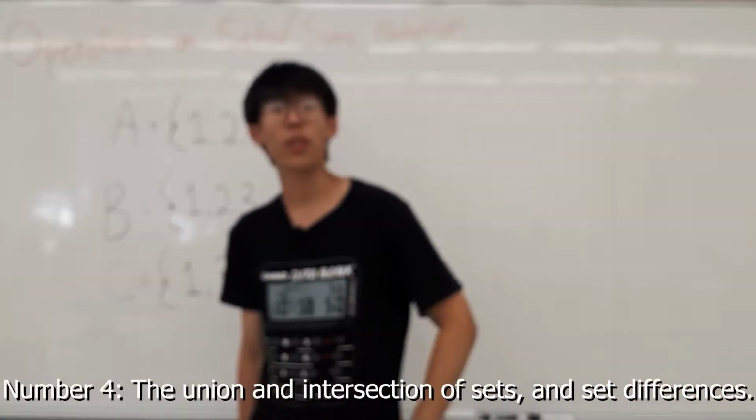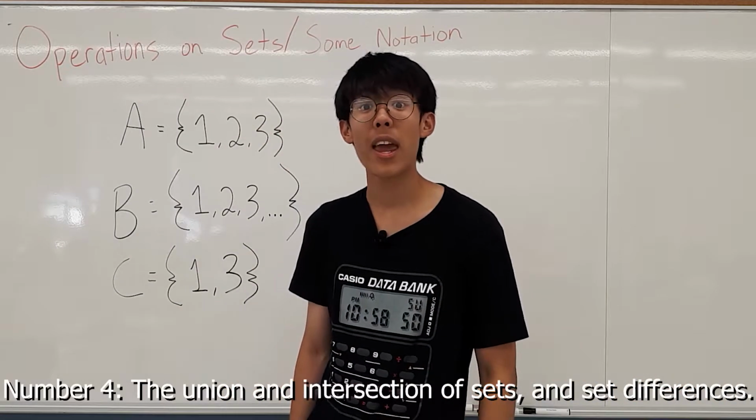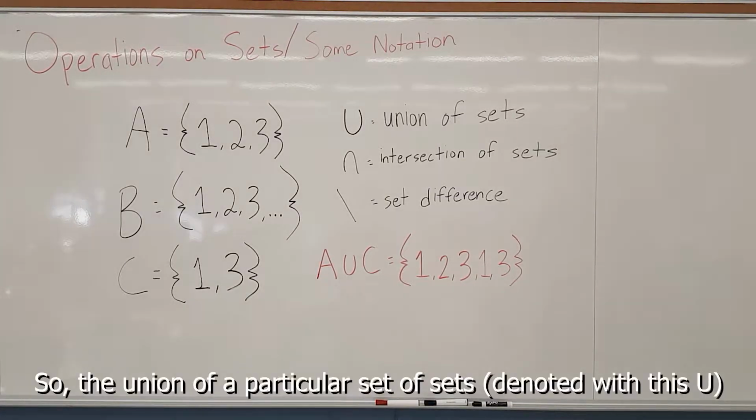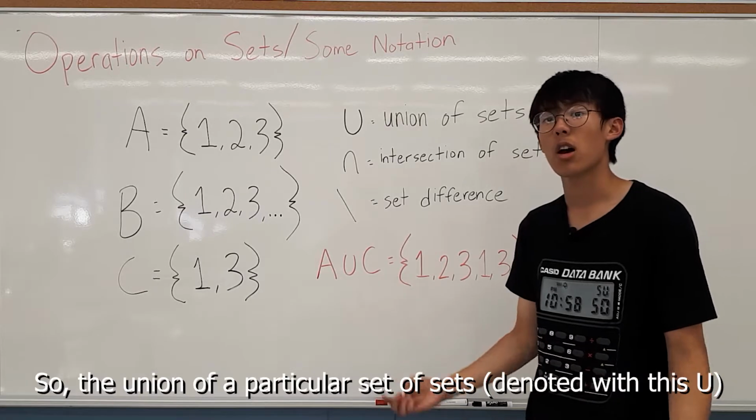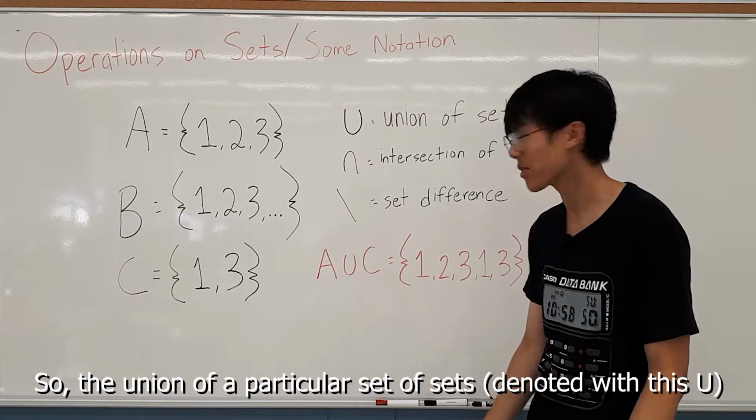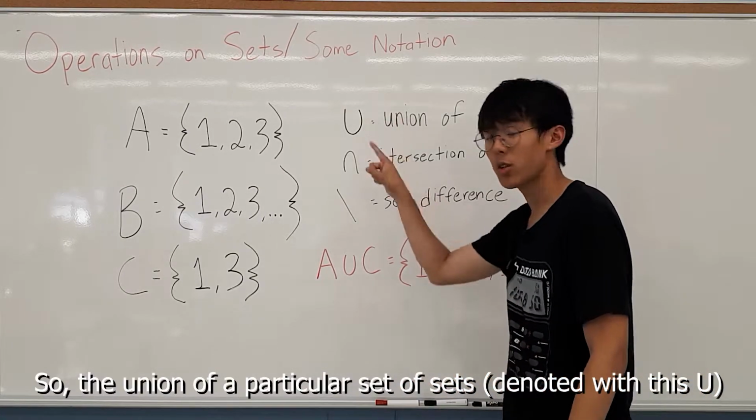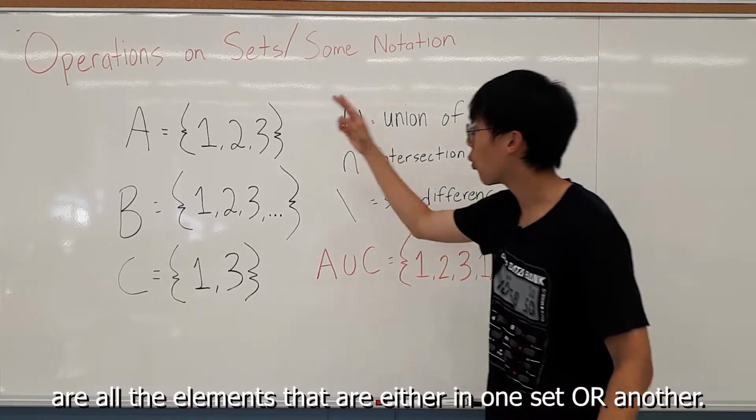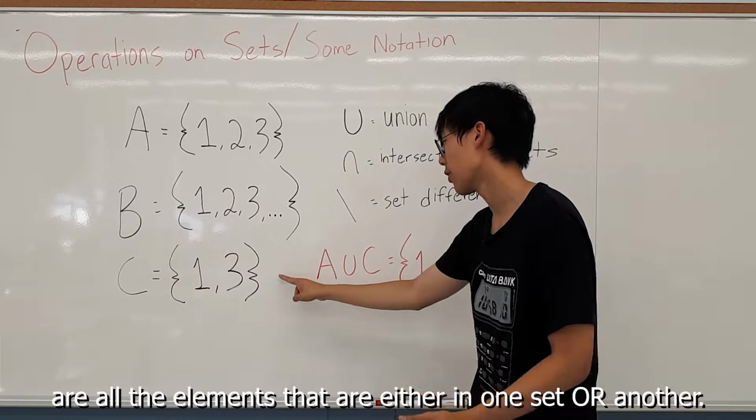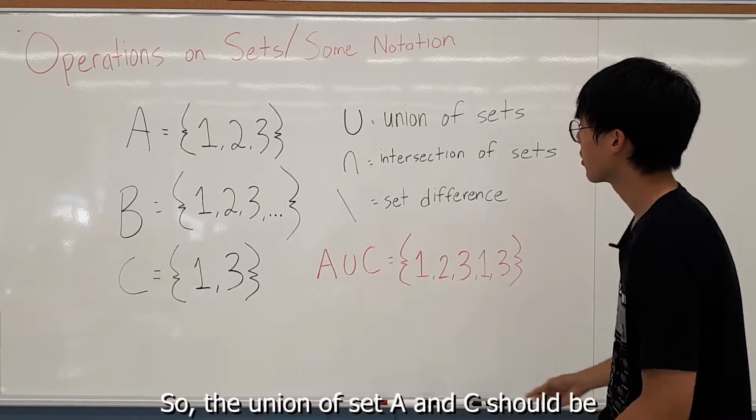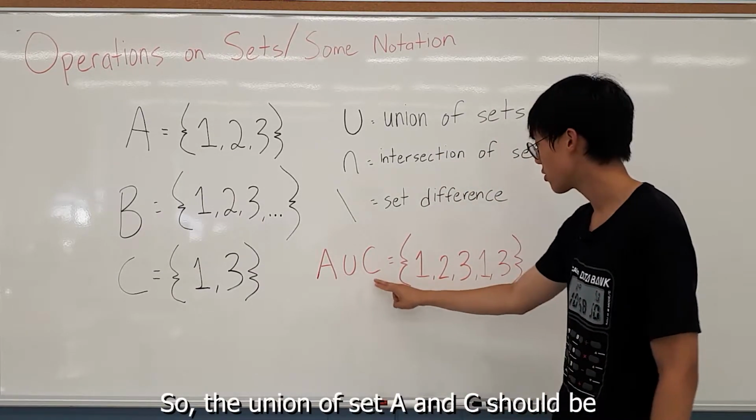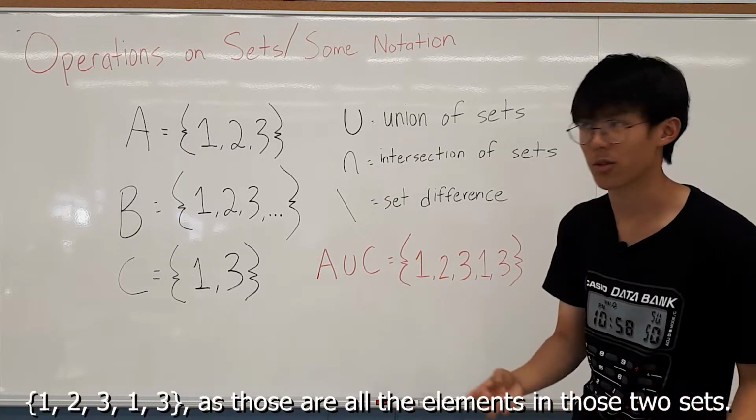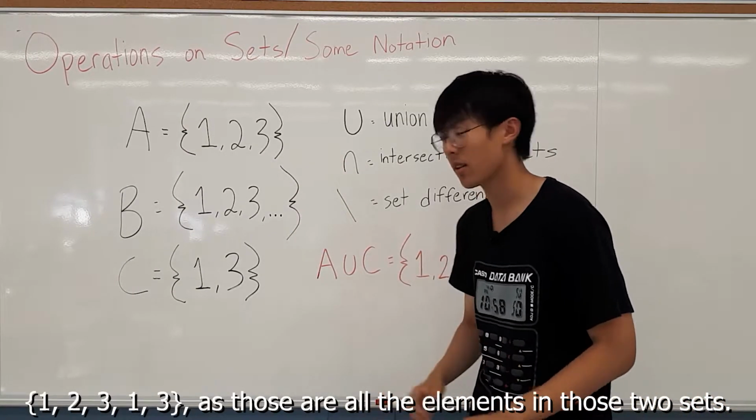Number 4, the union and intersection of sets and set differences. So the union of a particular set of sets, denoted with this U, are all the elements that are either in one set or another. So the union of set A and C should be 1, 2, 3, 1, and 3, right? As those are all the elements in those two sets.